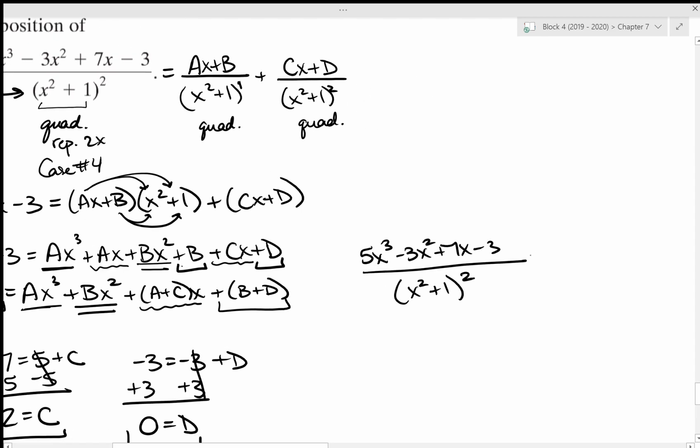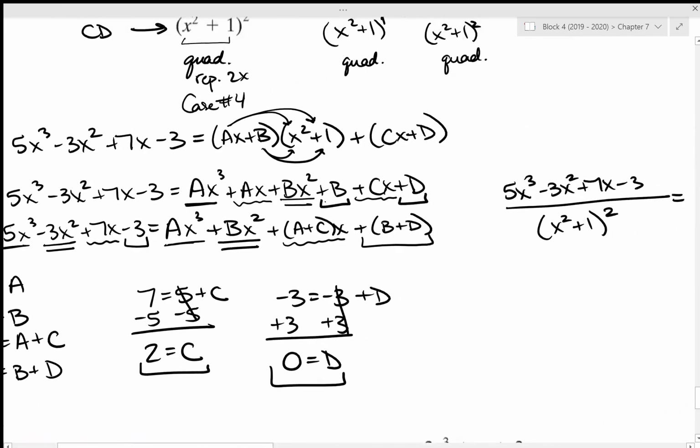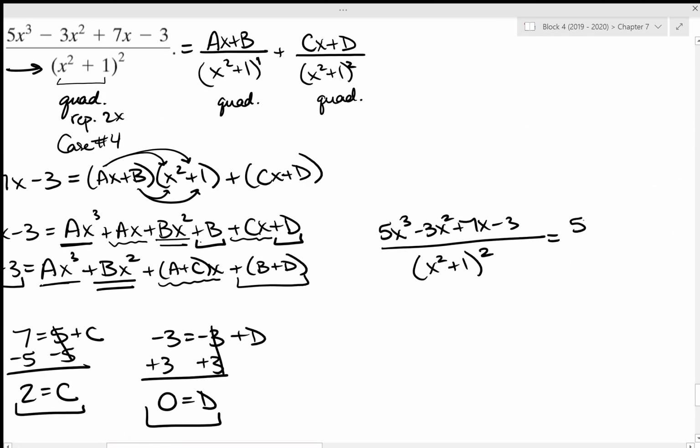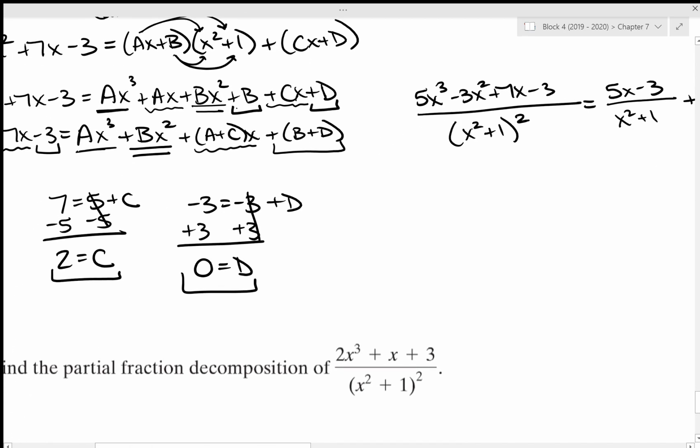So I'm going to write this as, now my a and b, so my a is 5 and my b is negative 3. So I'm going to write it as 5x minus 3 all over x squared plus 1. Then I'm going to write plus, and then this one gets the x squared plus 1 squared. And I'm going to do 2x.